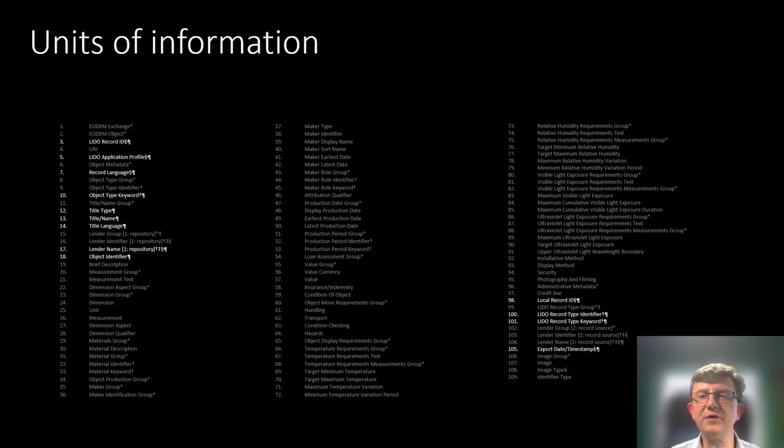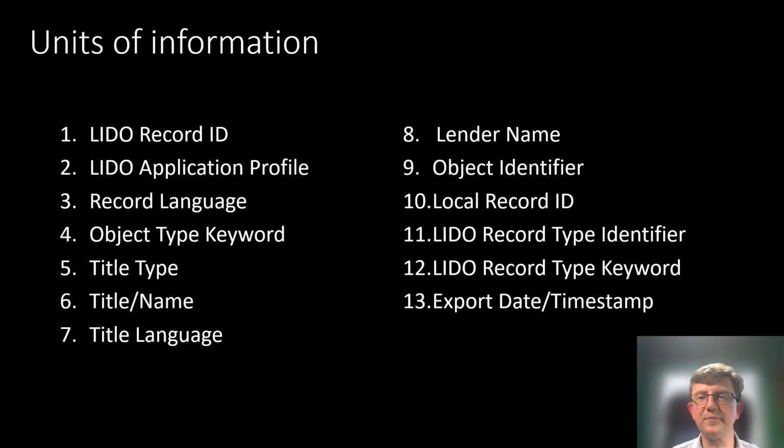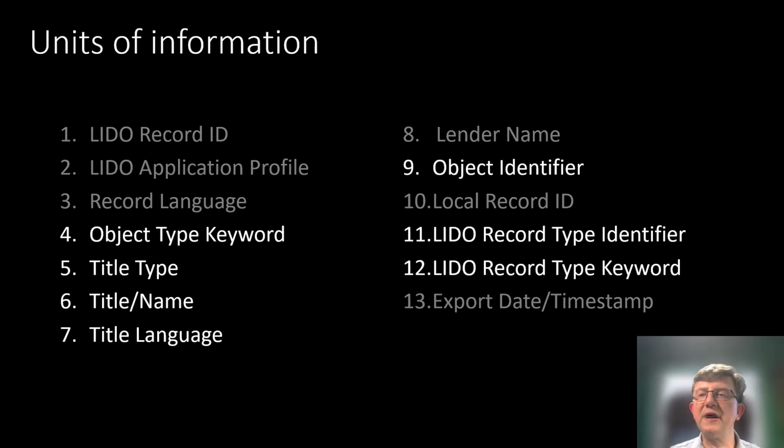Of these units of information, only 13 are mandatory. If we focus on those mandatory fields, it's important to know that we expect that 7 of those fields will be filled in either with system values or standard values that are applied to every record upon export.